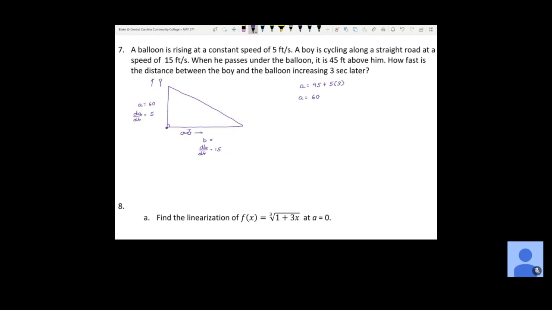So just be very careful here, right? It was 45 feet when he was directly below it. He's ridden for another 3 seconds. That gives the balloon 3 more seconds to rise at 5 feet per second. So it's really 45 plus 15 is the total height of the balloon now.